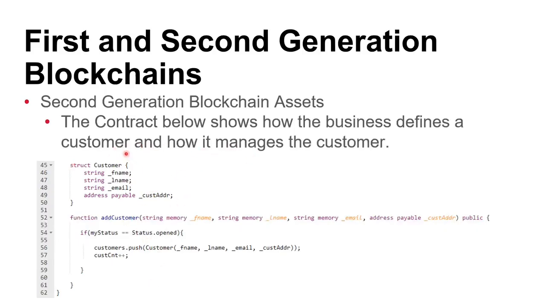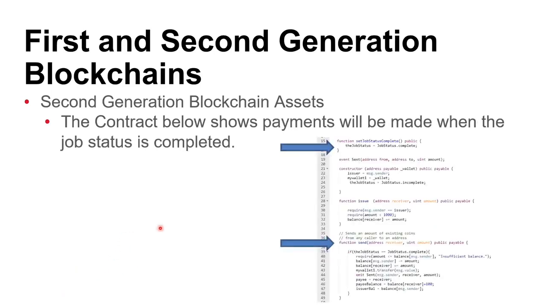And we can define how we actually manage that customer. So here, the status of a customer, we can see here. We can build up customers in what we call a data structure here. And the payments will be made again as job status is completed. So there is a way to mark something as complete. If you look closely there, you can see job status as complete again.